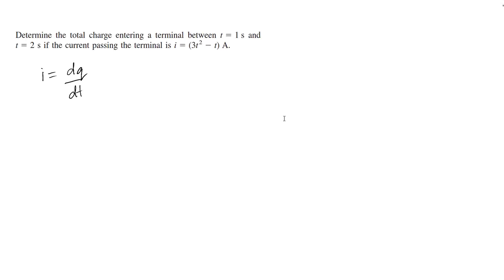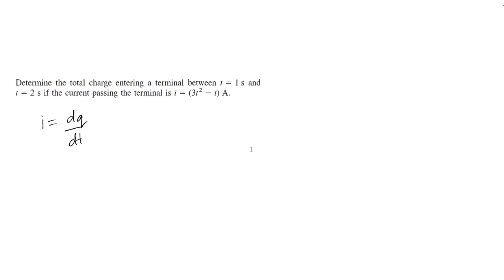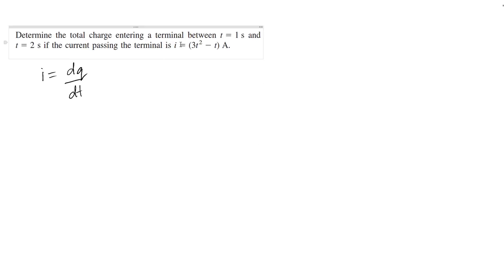For question 2, we use the same relationship, but this time we're given the current instead of the charge. So what we have to do here is make the charge the subject. We have to integrate both sides with respect to t, with limits of 1 and 2 seconds.